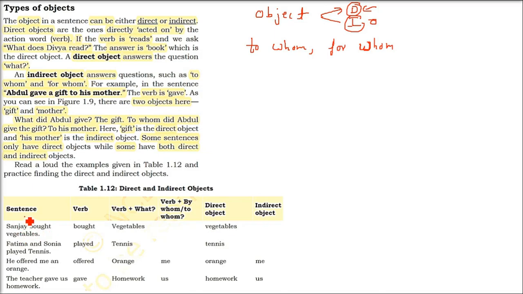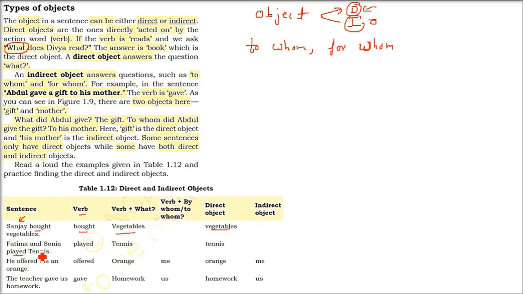Sanjay bought vegetables. Sanjay is the subject, bought is a verb, and the question comes with verb. Verb plus what means bought what? Bought what? The answer of what along with verb, that is bought what? The answer is vegetables. So vegetable is a direct object. Indirect is not there.